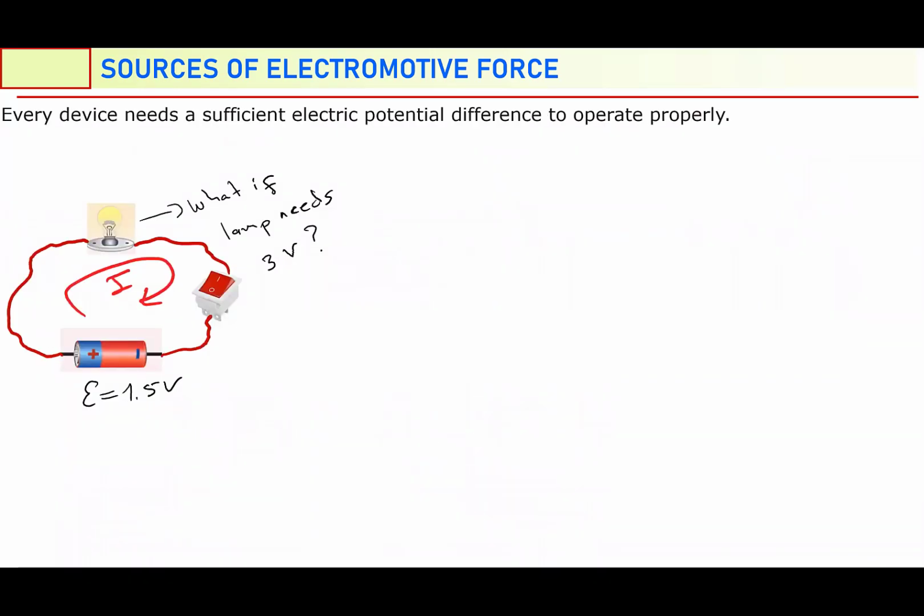What if your lamp needs 3 volt, but you have a battery which is 1.5 volt? Every device needs a sufficient electric potential to operate. That is, if a lamp needs 3 volt electric potential to operate, a 1.5 volt battery is not enough to make it turn on. Or it makes the light come on, but the light does not give enough light.